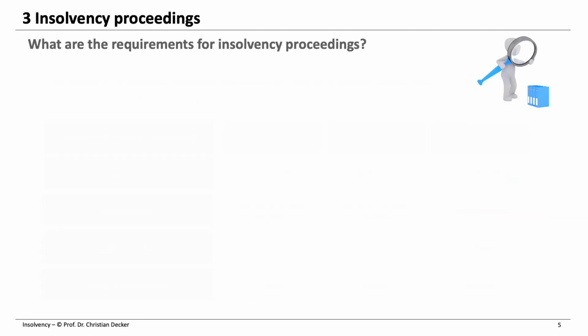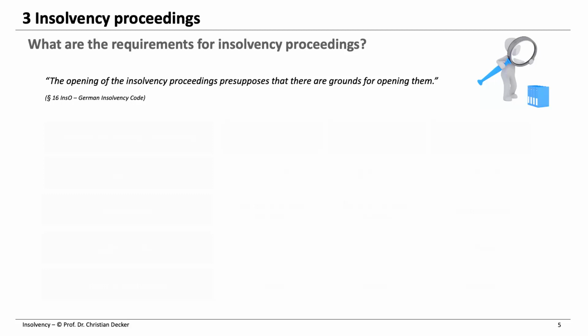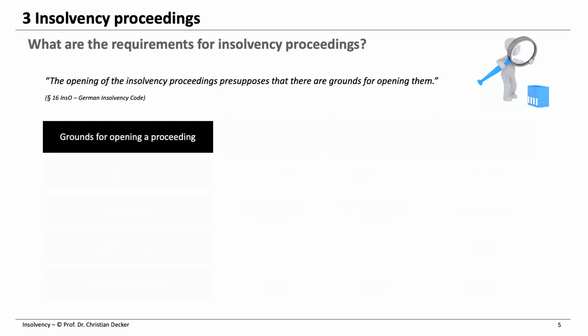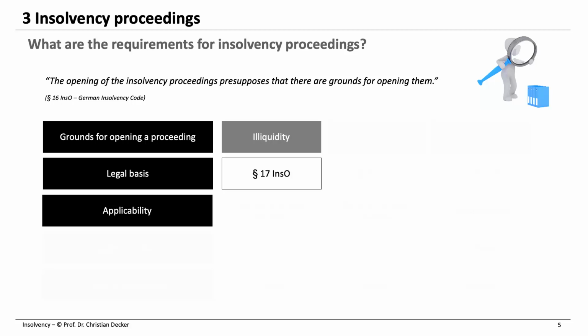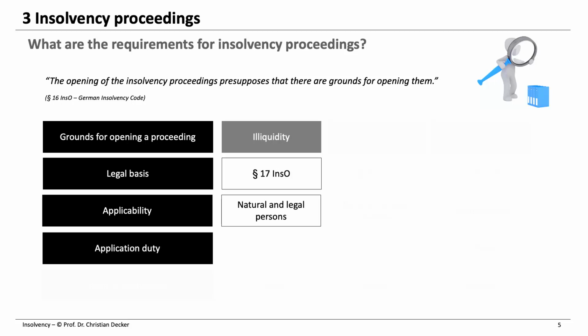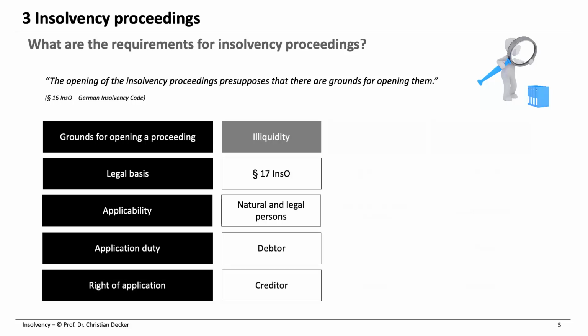What are the requirements for insolvency proceedings? The German Insolvency Code states clearly, the opening of the insolvency proceedings presupposes that there are grounds for opening them. The Insolvency Code lists 3 reasons for opening insolvency proceedings. The first reason for opening insolvency proceedings is illiquidity. Section 17 of the German Insolvency Code states, the general reason for opening insolvency proceedings is illiquidity. Section 17 of the Insolvency Code applies to both natural and legal persons. The obligation to file an application lies with the debtor. The law also provides for a right of application for the creditor.